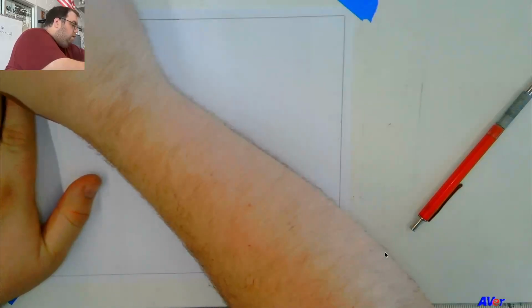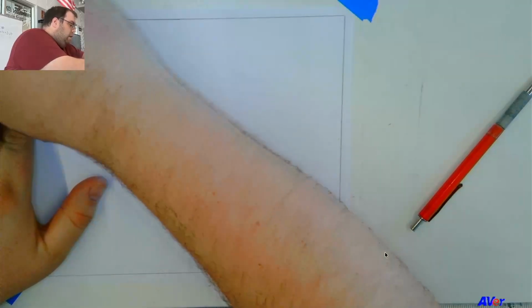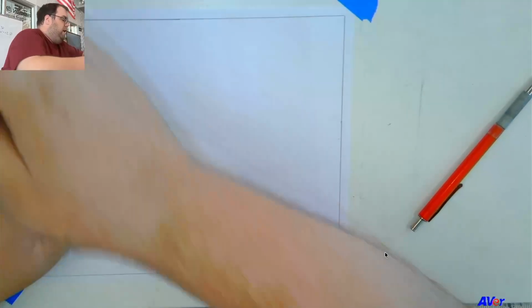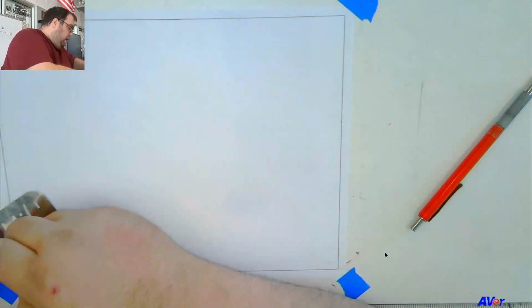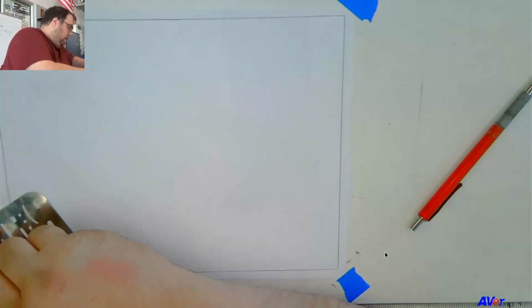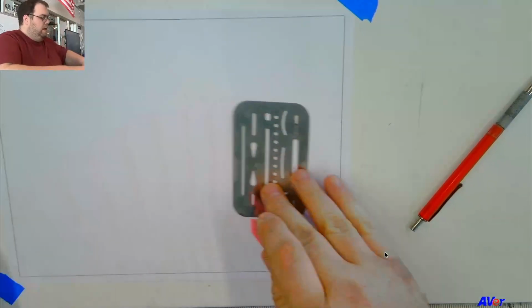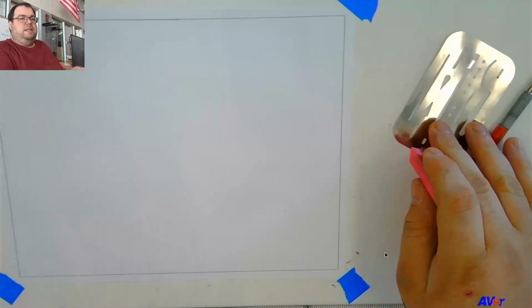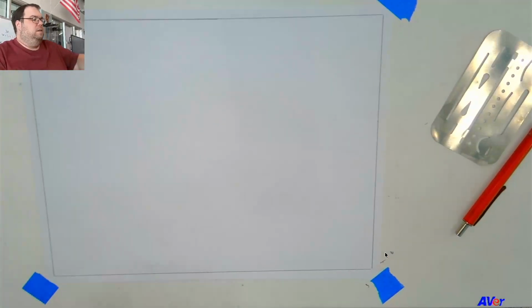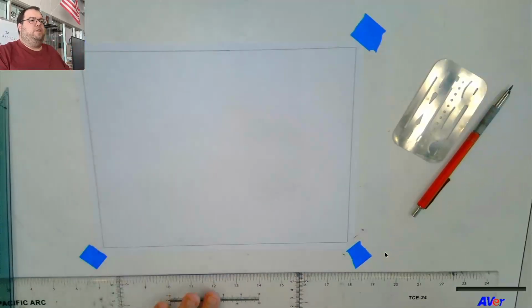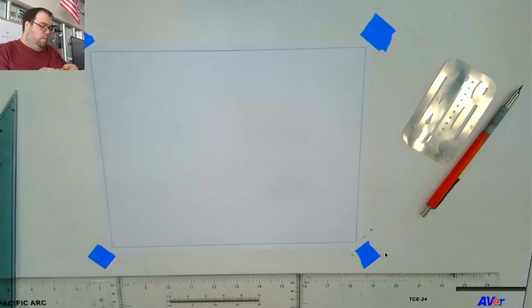Now, in order to see a little better on the camera and on the video, I pressed a lot harder when I was drawing the lines than I probably would have otherwise, which means my erased lines are not as erased as they probably should be. Hopefully, since you're drawing lighter lines than I am, or you should be, that's a little bit easier to take care of.